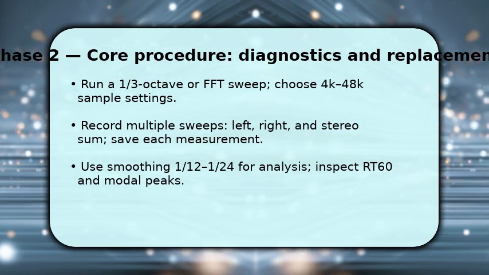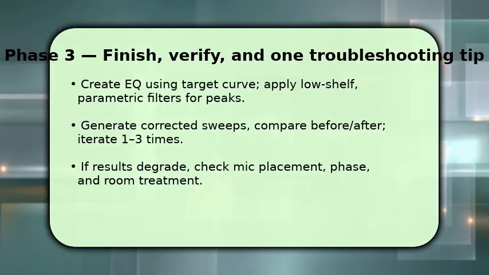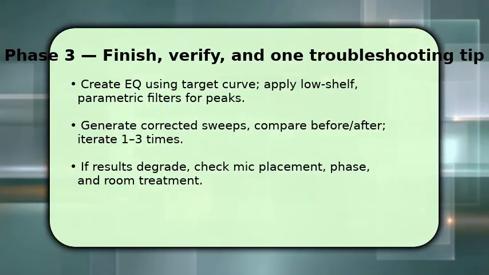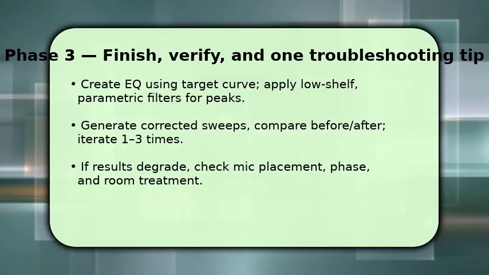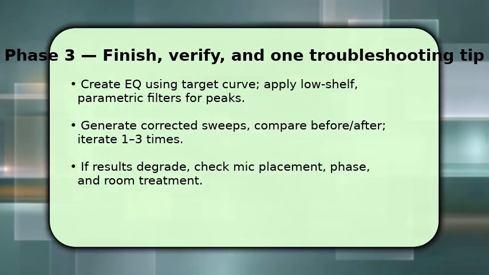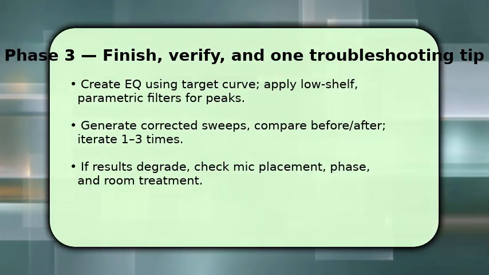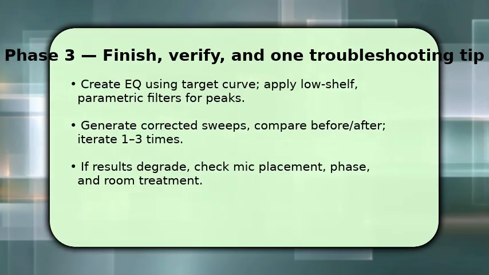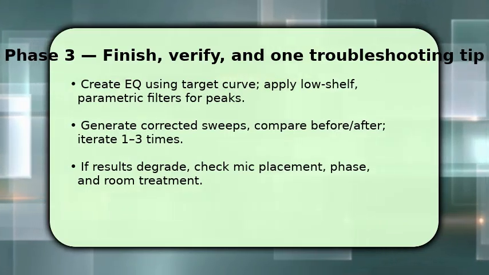Finish by building a correction curve. Choose a target that's slightly warm or flat, then add low shelf and parametric filters to tame peaks. Apply the filters in your playback chain, run corrected sweeps, and compare the before and after graphs to validate improvements.